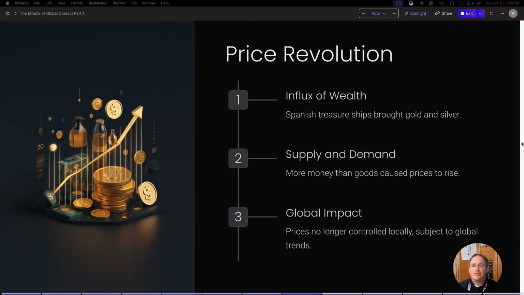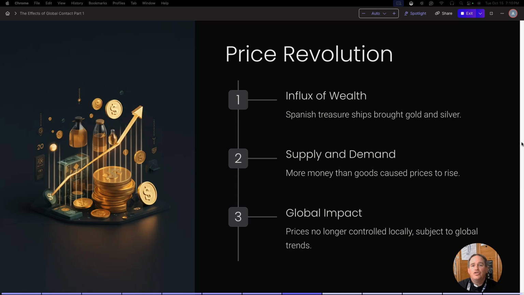You see, in the 1500s, prices began to rise across Europe. The influx of gold and silver from the Americas, especially through those Spanish treasure ships, created a situation where there was more money available than goods to spend it on. This led to inflation, and it became known as the price revolution.